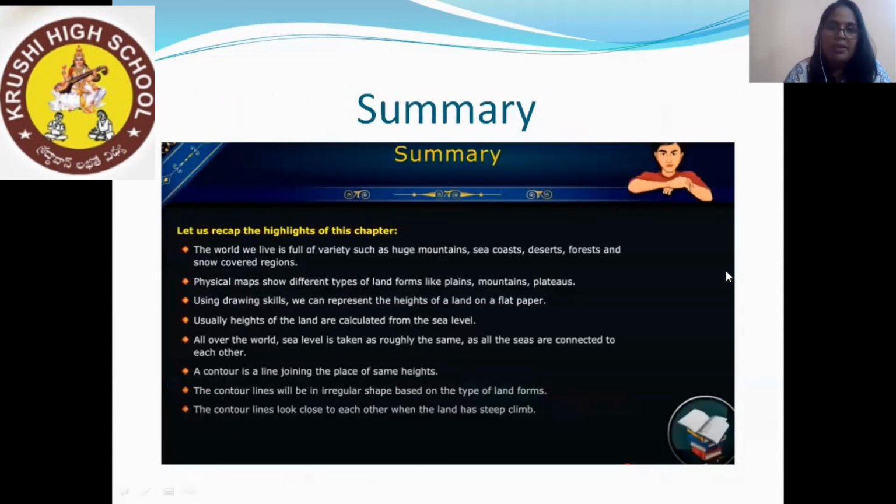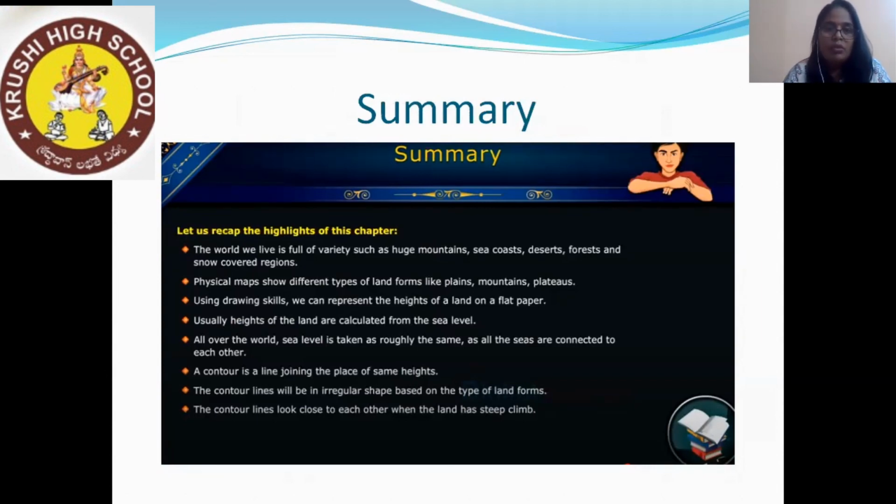Next, coming to the summary. The world we live in is full of varieties such as huge mountains, sea coast, desert, forest, and snow-covered regions, right? Physical maps show different types of landforms like plains, mountains, plateaus. Using drawing skills, we can represent the height of a land on a flat surface. Usually, heights of a land are calculated from the sea level. All over the world, sea level is taken as roughly the same as all the seas are connected to each other. A contour is a line joining the places of same heights, right?